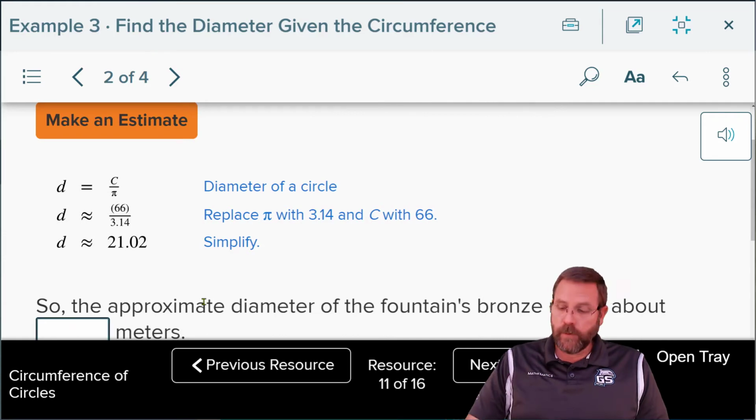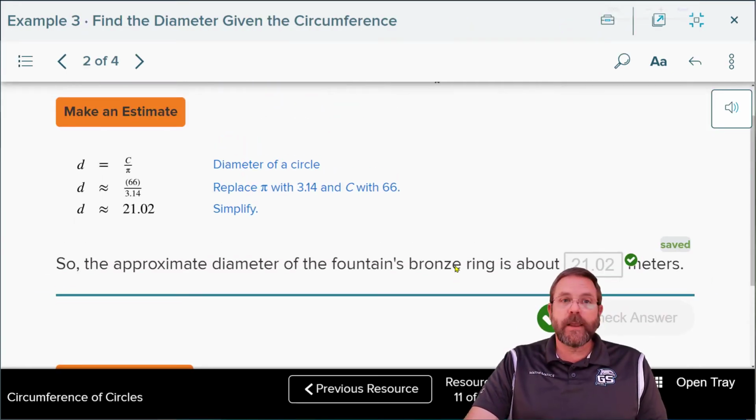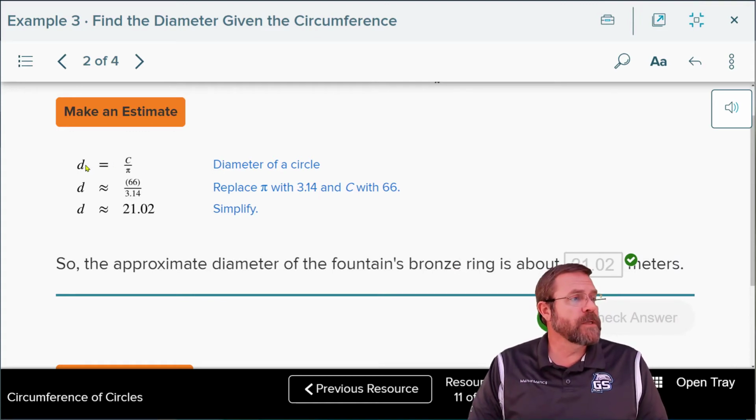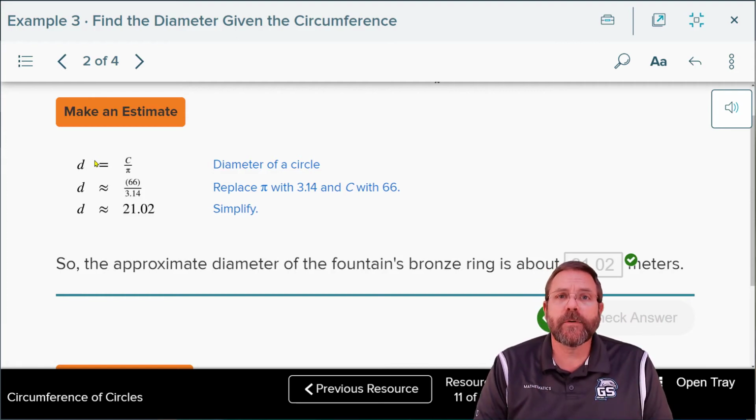So you could plug in right here if you wanted to, 21.02, and hit the check, and it's going to check. Easy math. Anybody can do this stuff, including you. It's super easy because they gave you a formula specifically for finding the diameter.